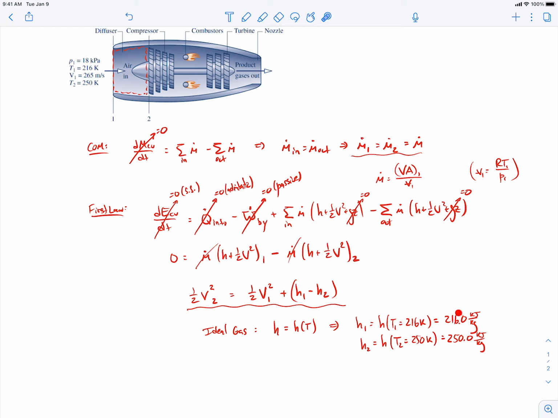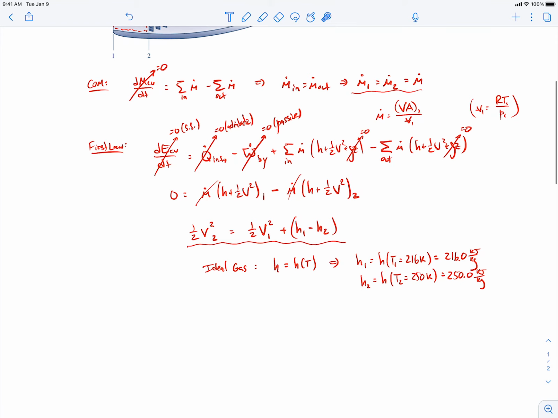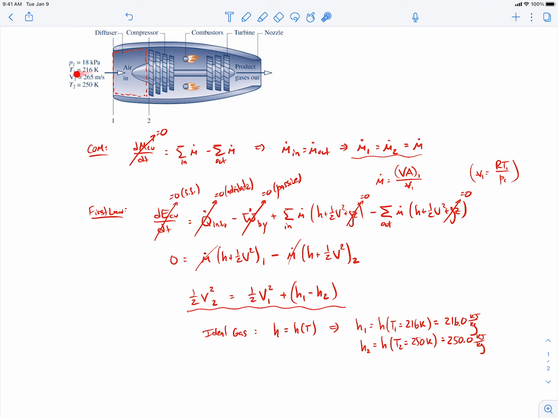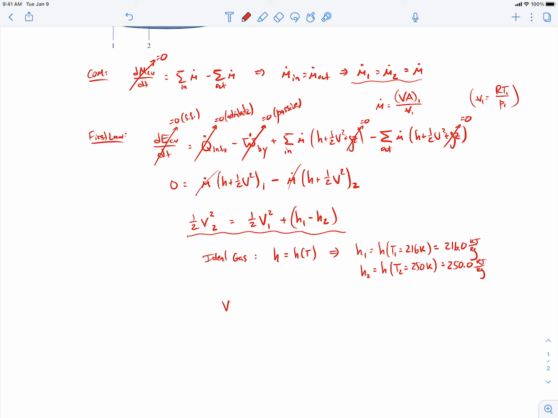It's just a coincidence that the specific enthalpy and the temperatures are the same in terms of the numerical value. That's not true in general, but at these lower temperatures, that's true. At higher temperatures, it's not true. Okay, so anyway, now we have all the information we need, right? We have the specific enthalpies. We know the velocity at the inlet that was given right up here is 265 meters per second. So we can solve for V2.